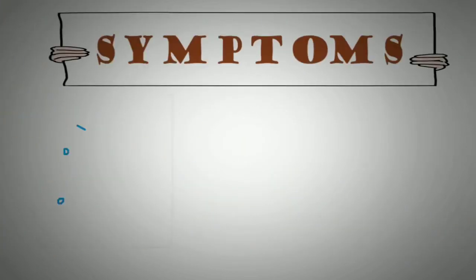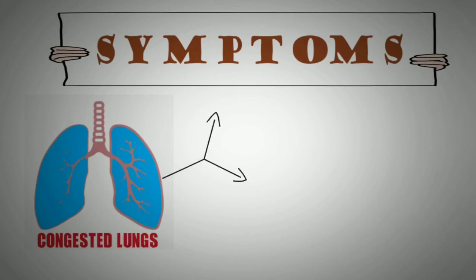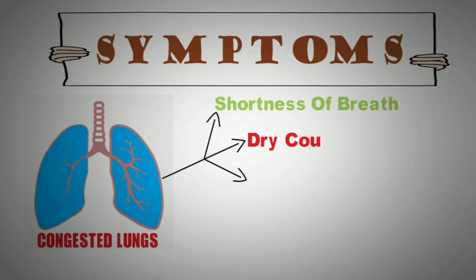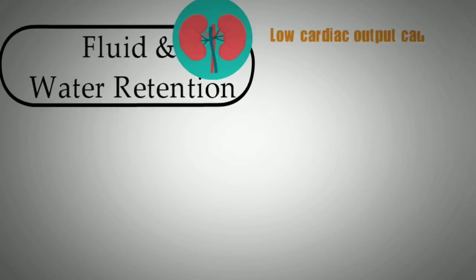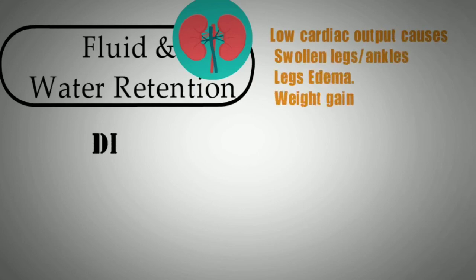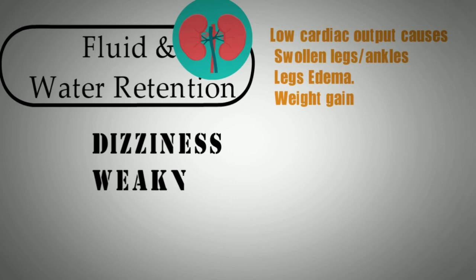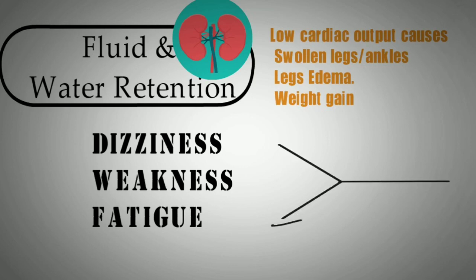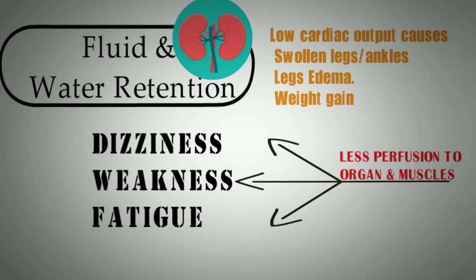We are going to see the symptoms associated with congestive heart failure. As you already know, the lungs get congested with fluid. It will eventually lead to three symptoms. The first one is shortness of breath, the second one is dry cough, and the third one is wheezing. The next is fluid and water retention, which occurs due to the low cardiac output, which ultimately results in swollen legs, edema, or weight gain. Low cardiac output also results in less perfusion to the organs and muscles. Less perfusion of blood also causes less oxygen, which results in dizziness, weakness, or fatigue.